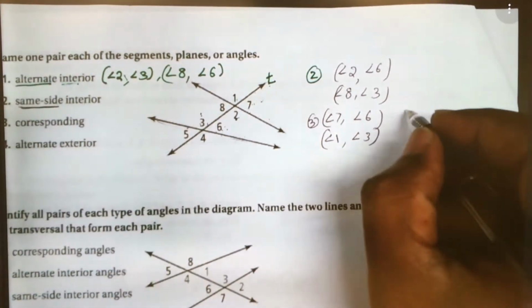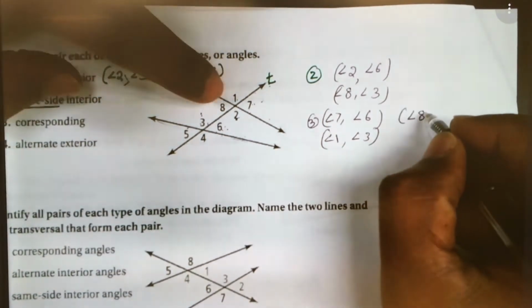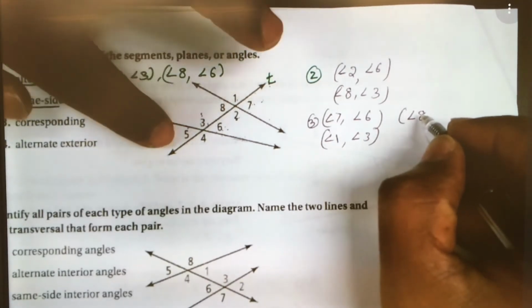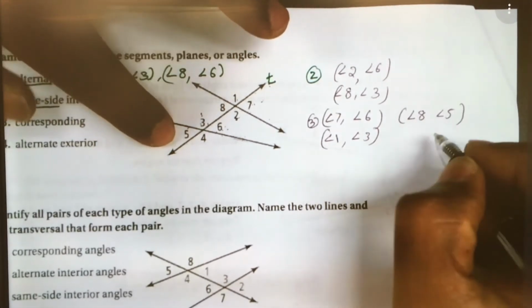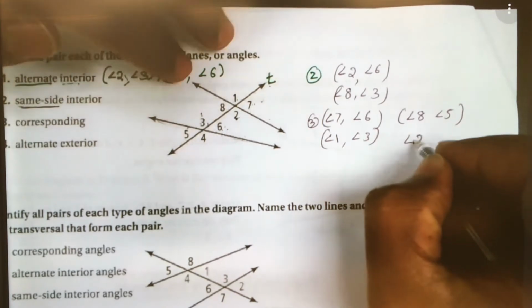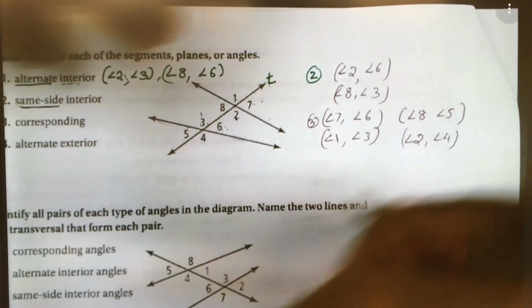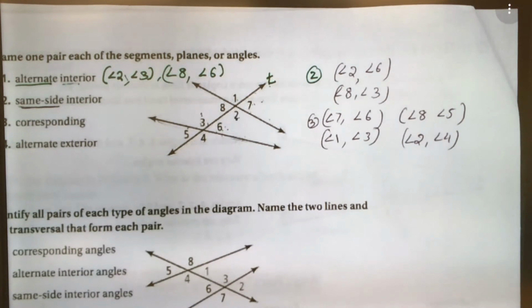So the next 2 pairs are angle 8, that's the west side here. So 5 is on the west side. And the next one is angle 2 and angle 4. Those are the pairs of corresponding angles.